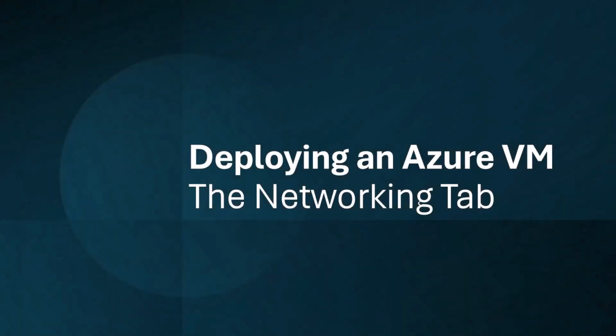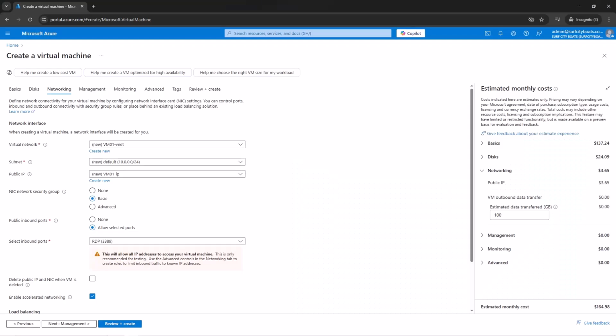Welcome back. In this lecture, we're going to review the settings available to you in the Networking tab when deploying a new Azure virtual machine. The Networking tab is where you'll define key network connectivity options for your virtual machine. This includes virtual networks, subnets, IP addresses, security settings, and load balancing options.